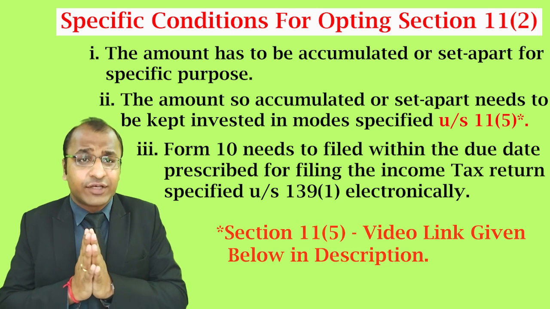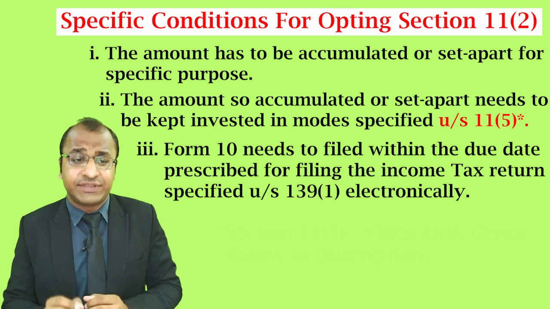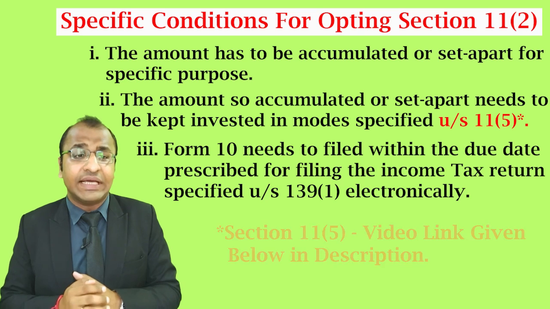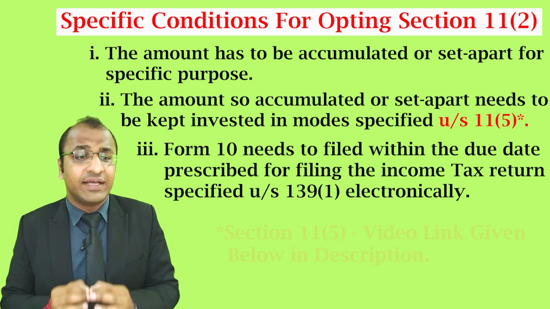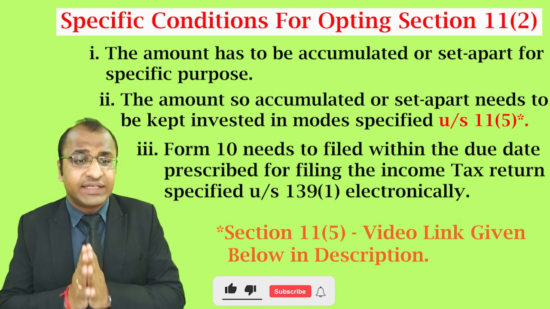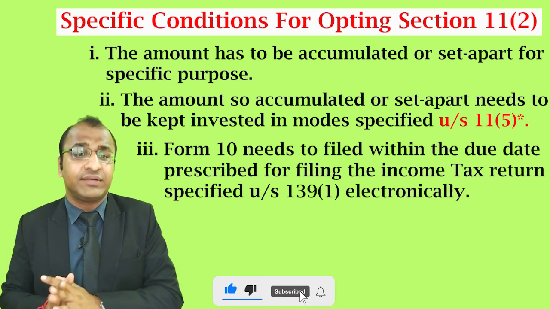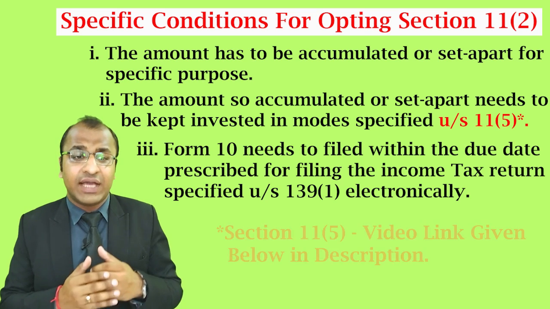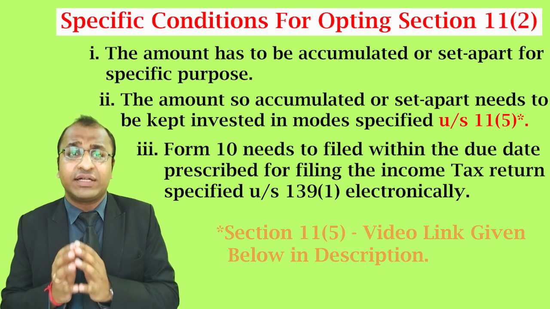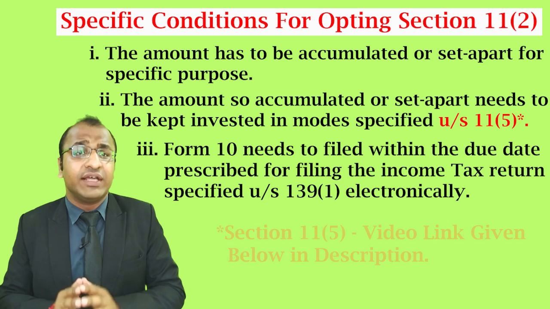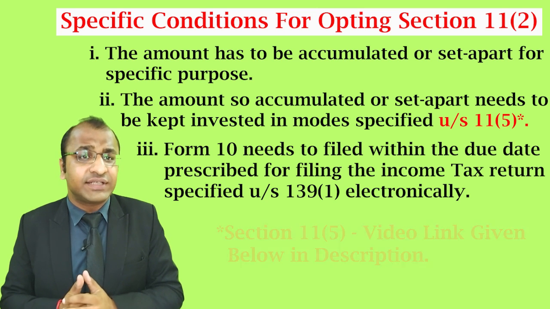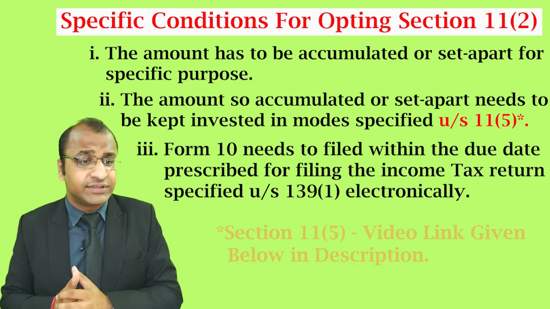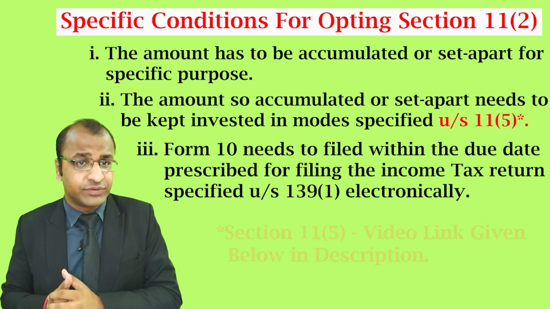The amount has to be accumulated or set apart for a specified purpose, and the organization has to furnish a statement in the prescribed manner and in the prescribed form stating such purpose, which is nothing but filing of Form 10 electronically. The amount so accumulated or set apart needs to be kept invested in modes specified under section 11 subsection 5, which I think has already been discussed in one of my earlier videos.